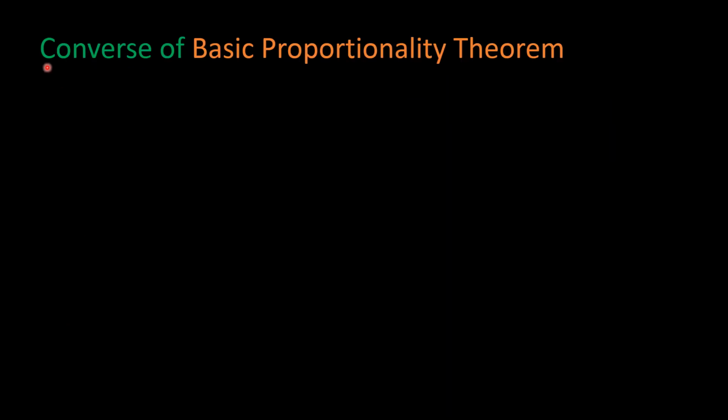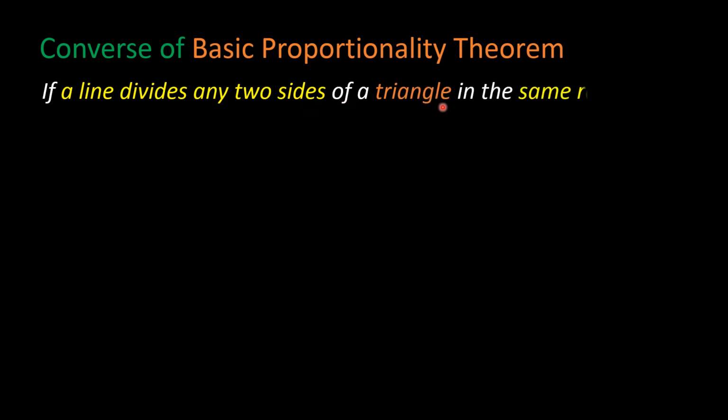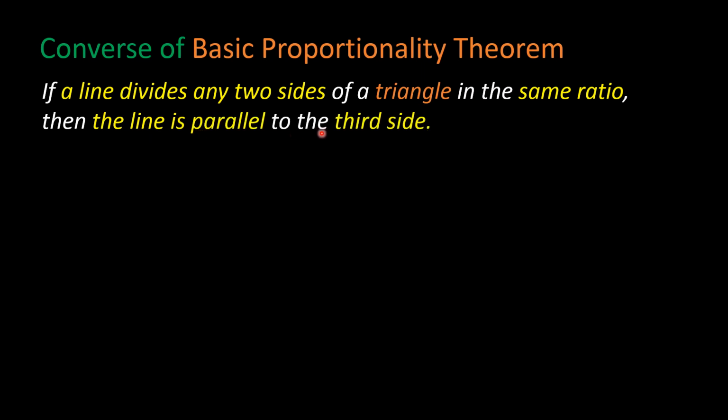Now we will understand the converse of the basic proportionality theorem. The theorem states that if a line divides any two sides of a triangle in the same ratio, then the line is parallel to the third side. Let us draw the figure first.